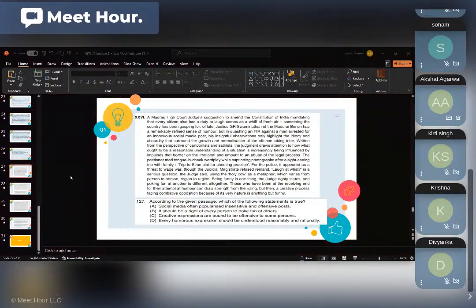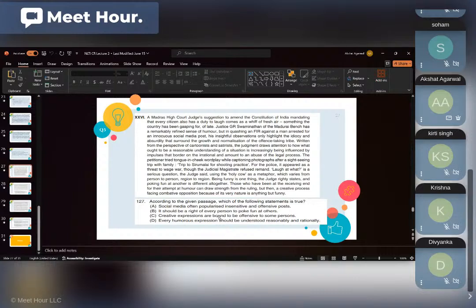Yes, it is D, and good, because this was slightly tricky. This is something which happens in CLAT. There'll be some questions which are very close by. Option C might confuse some people a bit, but option C is saying that certain creative expressions are bound to be offensive. Now, the passage does not say that creative expressions will definitely hurt someone or the other. That's not the point. But the broader point of the author is that every humorous expression should be understood reasonably and rationally.